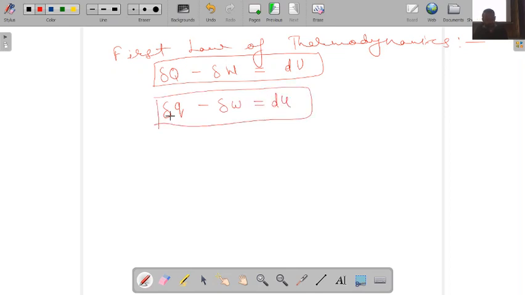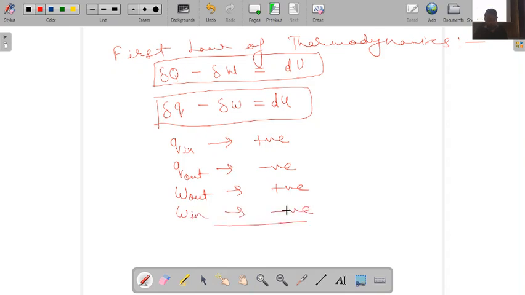Okay. Remember one thing, whenever we are applying the first law of thermodynamics for a system, any heat which is going into the system is considered as positive. Any heat which is going out of the system is considered negative. Work done by the system is positive, and work done on the system is negative. So it means this delta W, whenever you will be writing, the net work done is W out minus W in. So if you have W out, you have to keep its positive sign. If you have W in, then you have to supply one more negative sign over here. Okay.